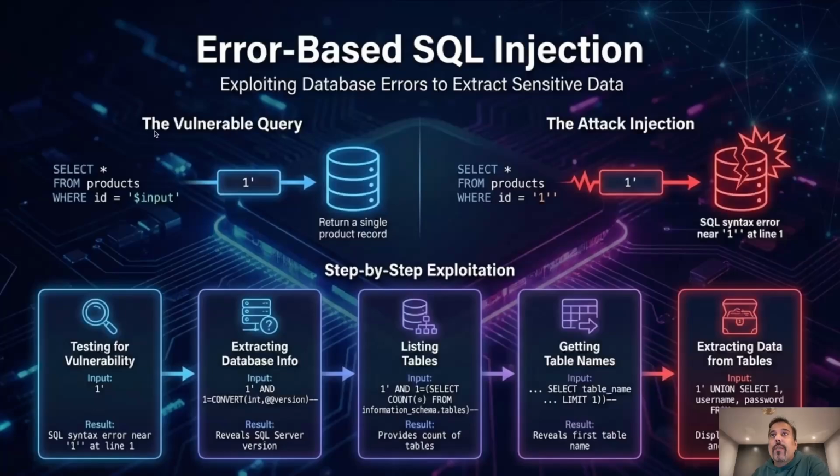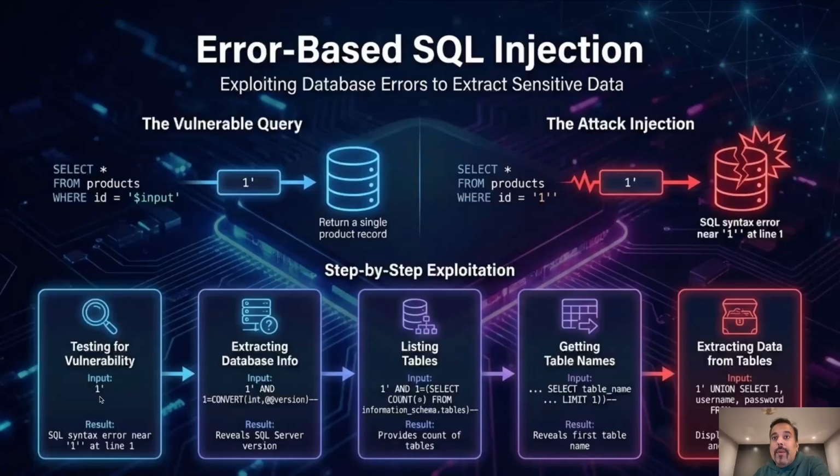Over here you can have a look at the vulnerable query: select star from product where id is equal to the input, where the user inputs the values. If I put this id 1, that returns a single product, whereas the attack injection is select star from product where id is equal to single quote 1 single quote. That will give the error at line 1. So that's the step which they follow to exploit it.